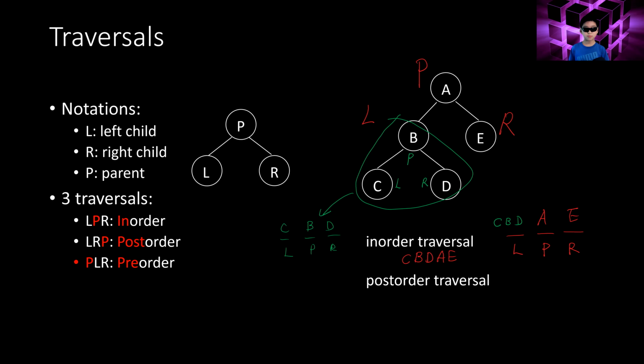Let's try the post-order traversal. Post-order traversal follows the order L, R, and P. We know R is E and P is A. Now we work on the left subtree recursively, following the order L, R, and P again. Now we have C, D, and B for the subtree. Fill the output CDB to the original tree. The complete traversal is CDBEA.